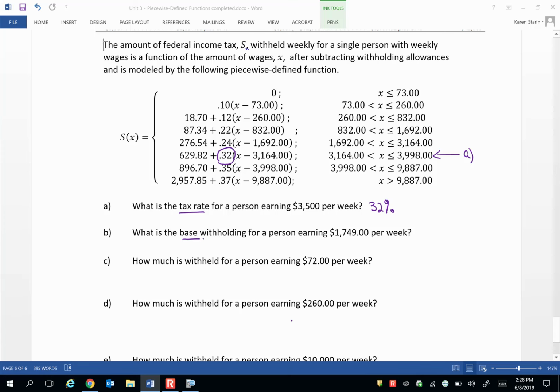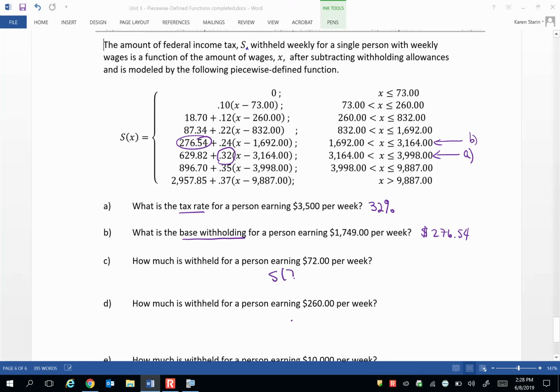Part B, what is the base withholding for a person earning $1,749 per week? Well, the base withholding is what we add that percentage part to. So we have to find that piece. So it's going to be in the piece above where we found the answer to part A. So I'm going to put part B right there. So the base withholding for that amount would be $276.54.